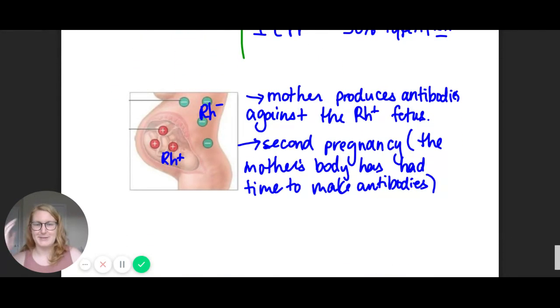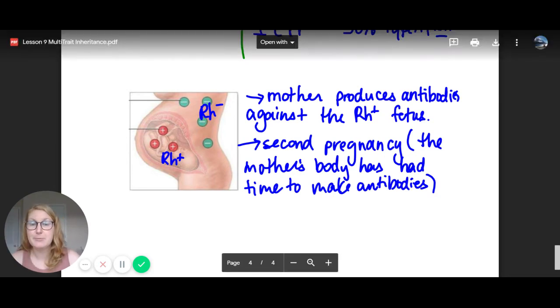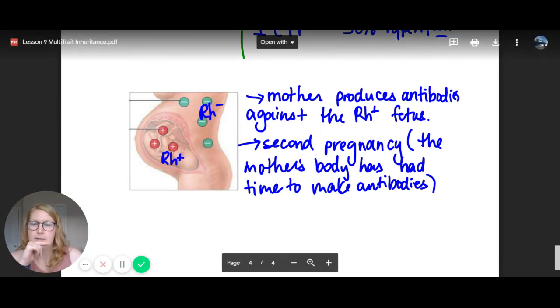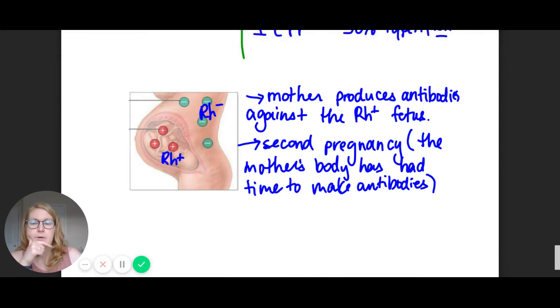Now, the reason I put this little diagram is just for interest's sake. Why do we care about this? So in this particular scenario, the mother is Rh negative. There's a 50% chance that the fetus is Rh positive, okay? It's not so much for the genetics problems, but unfortunately with these pregnancies, the mother will start to make antibodies against the fetus. And so the mother's body actually might start fighting off the developing fetus.